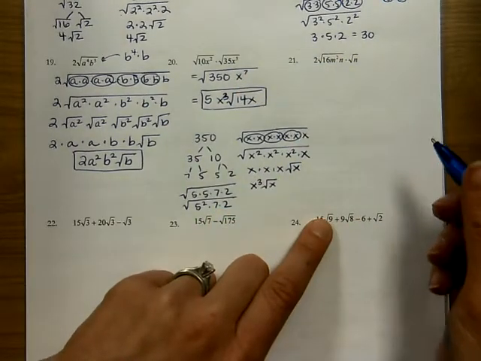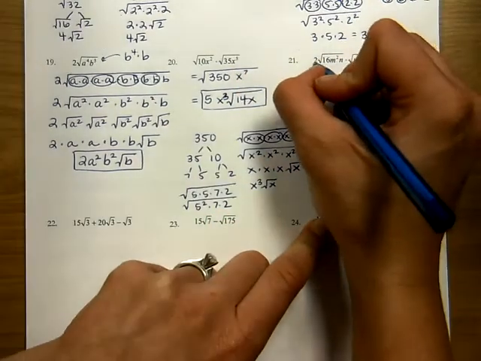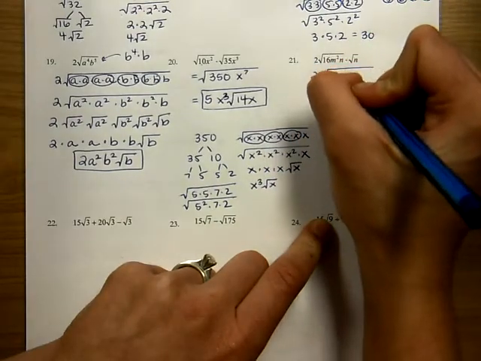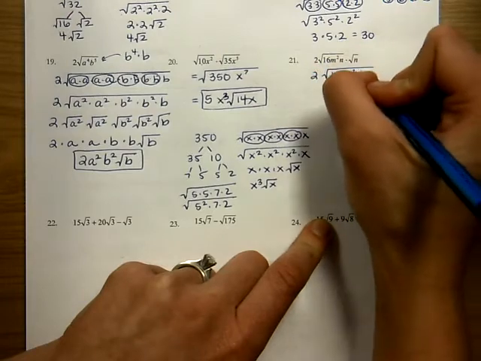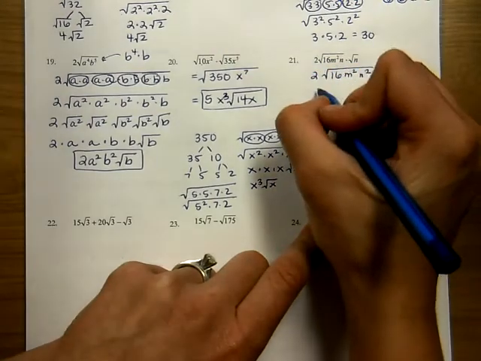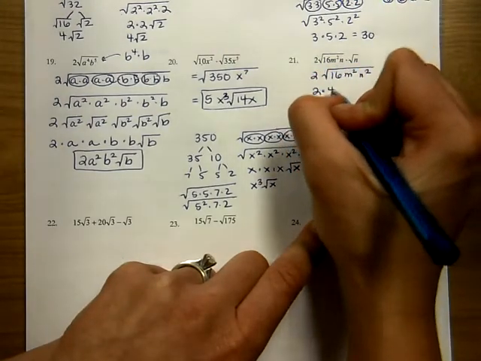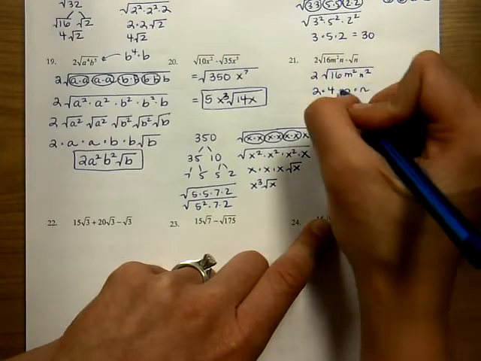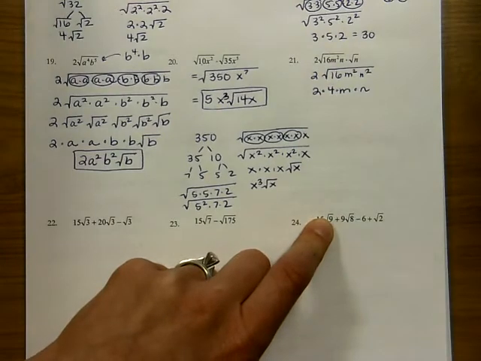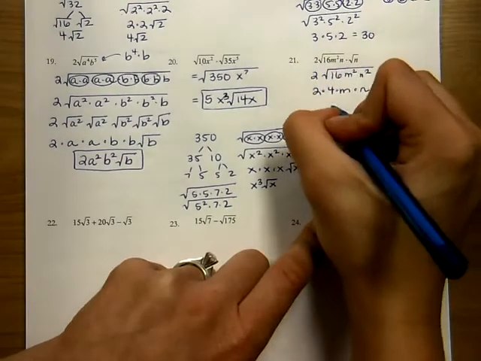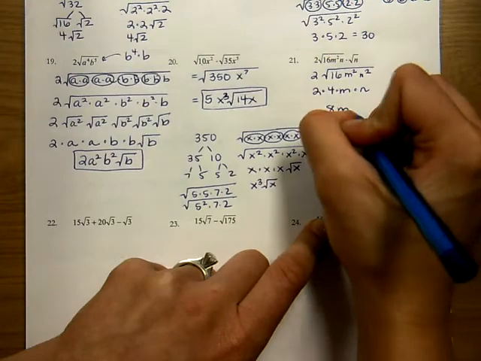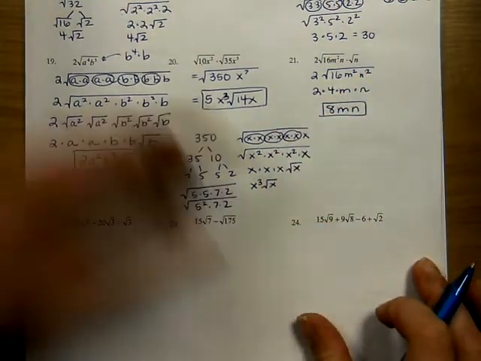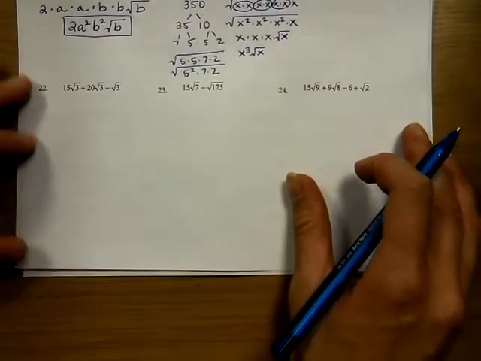So your number here, number 21. Again, I can multiply the 2 times, well, that's like a 1, so I'm just going to keep it as a 2. The square root of 16m squared, and then n times n will give me n squared. Now, the square root of 16 is just 4. Square root of m squared is m. Square root of n squared is n. So I'm really just multiplying all these together. 2 times 4 is 8 times m times n. There's my final answer. Let's get down to number 22.